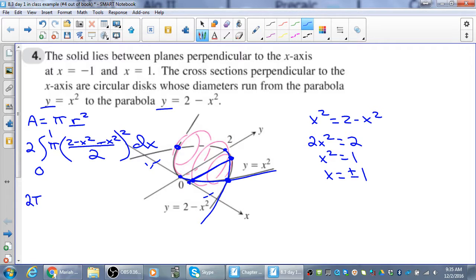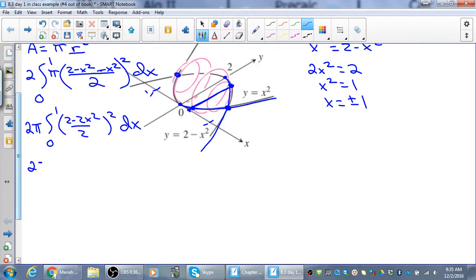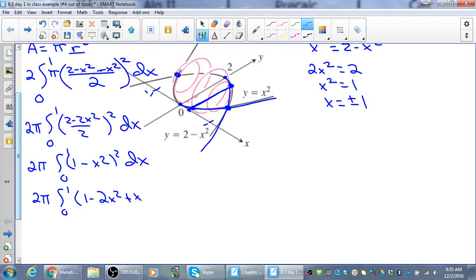I can pull constants out, so that pi goes to the outside, 0 to 1. We have (2 minus 2x squared over 2) squared dx. Then I can divide by 2. 0 to 1, we got (1 minus x squared) squared dx. So I've simplified the function a little bit. We have to square. We have 2 pi, 0 to 1, of 1 minus 2x squared plus x to the 4th dx. I guess I don't need the parentheses now. Doesn't hurt anybody.